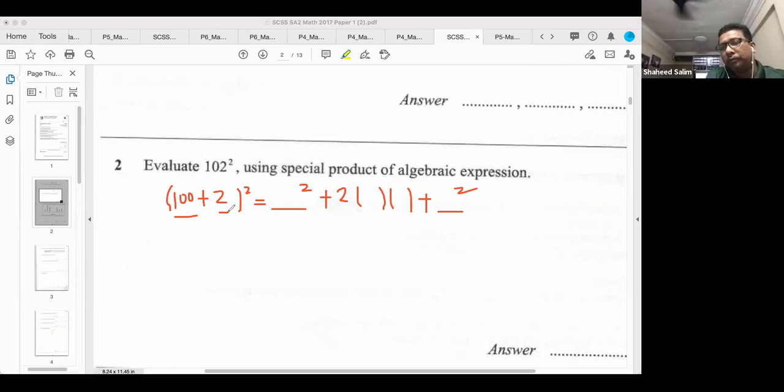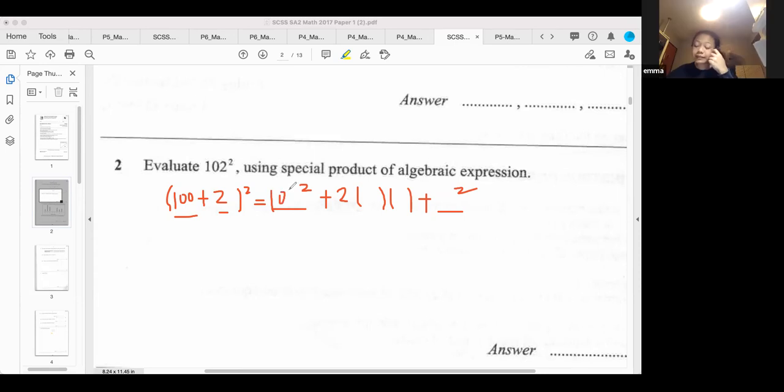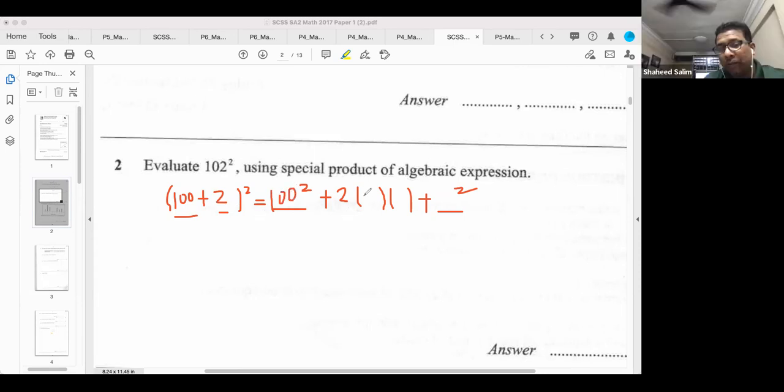Can get, huh? You put down here, then 100 square. Now you put 100. Now you put 2. So you can do it now. 100 times 100, you just add 2 zeros here. 2 times 100, 200 times 2, 400. 2 times 2, 4. So you add them together.